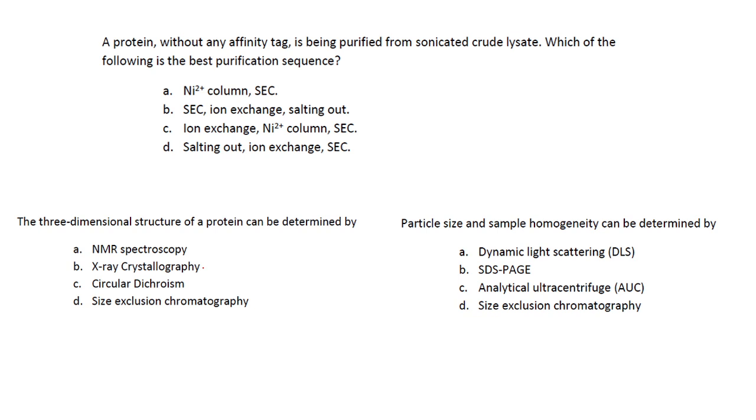Now coming to the next one. A protein without an affinity tag is being purified from sonicated crude extract. Which is the best purification technique? So it does not have an affinity tag. So if it does not have an affinity tag, it cannot be purified by nickel NTA. So A and C are incorrect. The other options are AC, ion exchange and salting out. And salting out, ion exchange and AC. So D is the correct option. First you salt out, then you do an ion exchange, and lastly you run it in AC and perform it.